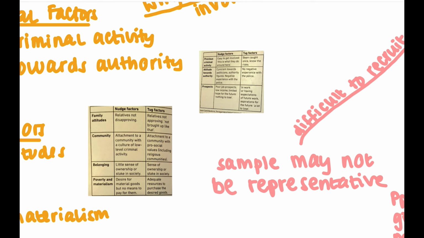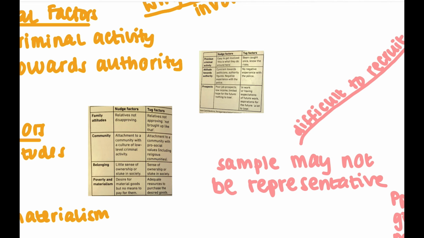The third one was to do with a sense of belonging. If you have a little sense of ownership in society, you're going to be much more likely to get involved in the riot. If you did have a sense of ownership in society, then you would be less likely to get involved. Finally, poverty and materialism.